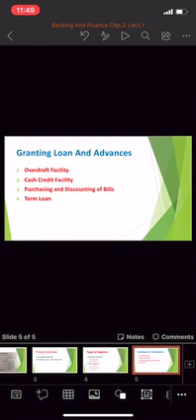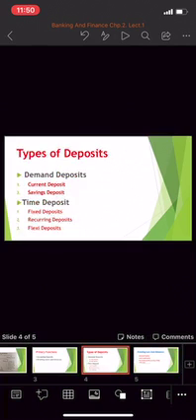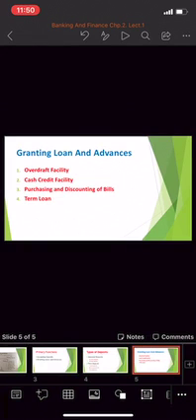Then next is purchasing and discounting bills. In purchasing and discounting bills, discount is one of the ways in which banks provide funds for working capital required by commerce and industries. A bill of exchange is a financial instrument used for financing transactions in goods that take some time to complete. Bills arise when goods are bought on credit and payment is to be made at a later date.